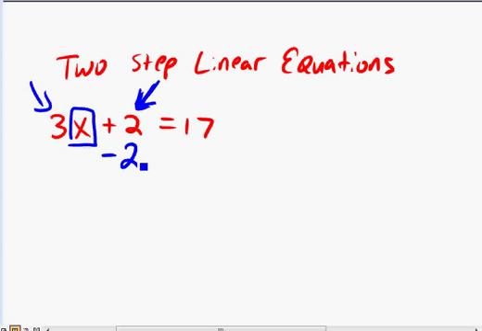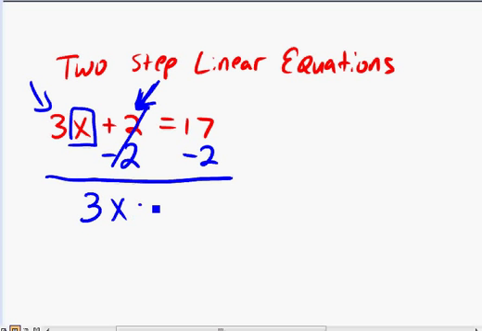So first we're going to do the same thing. I'm going to subtract 2 from both sides. What happens when we subtract 2 from both sides? Well, the left side, there's no more 2, it's just a 0. We're left with 3x. And on the right side, 17 minus 2, you get 15.